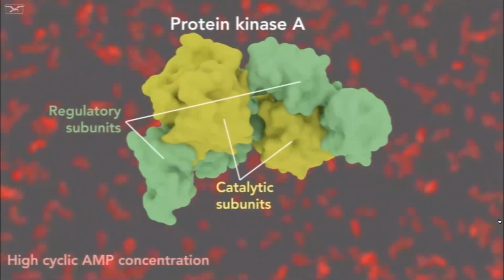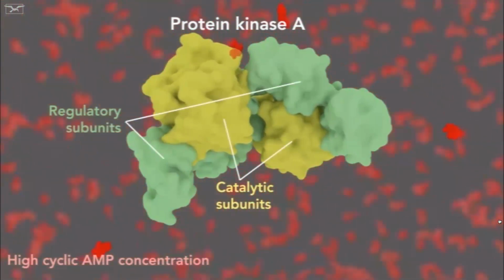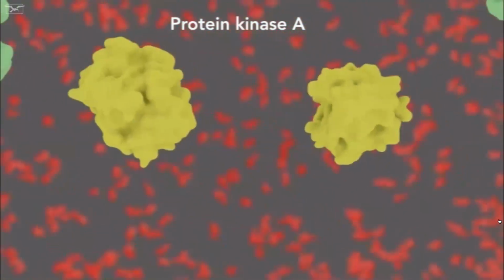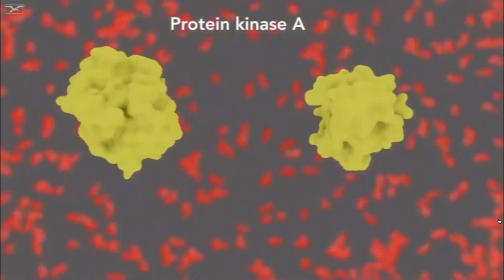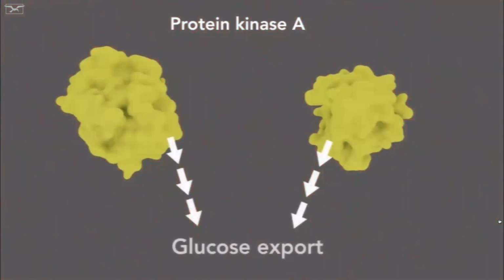As cyclic AMP levels rise, cyclic AMP molecules bind to the regulatory subunits, inducing a conformational change that releases the active protein kinase A monomers. Protein kinase A activation triggers several downstream pathways that all lead to glucose export into the bloodstream.